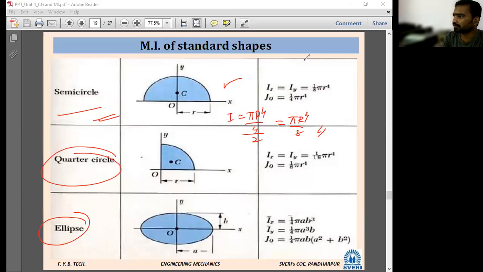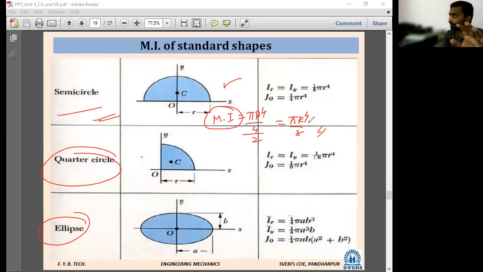Moment of inertia. I means moment of inertia. Don't get confused, it is not area. What is the unit for moment of inertia? Remember, raised to 4. R का power कितना है? 4 है ना? So all देख के समझ में आने का.